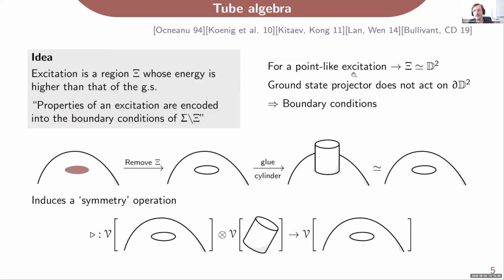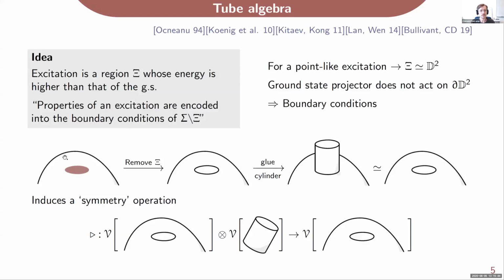So let me make this more precise. Let's say we have a point-like excitation. There will be a region around this point-like excitation, a disk-like region, for which the energy will be higher than the one of the ground state. Now, if I remove this region, I'm left with a circle boundary, right? A boundary that has the topology of a circle. And my Hamiltonian or my ground state projector does not act on this boundary that I just created, which means I have now boundary conditions. And the idea is that classifying these boundary conditions is the same as classifying the point-like particles.